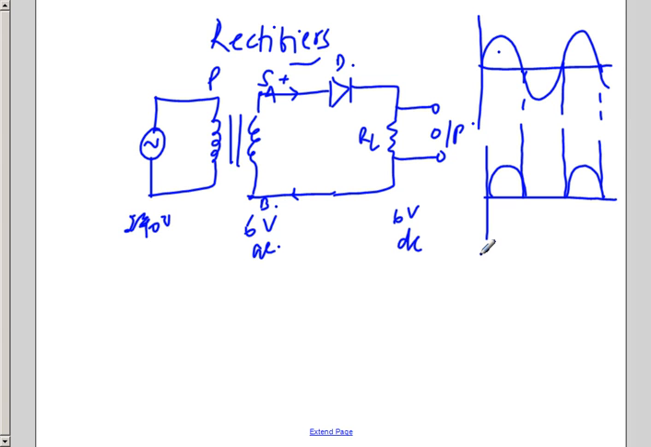But what happens for the first negative half cycle? This is the first positive half cycle, first negative half cycle, second positive half cycle, second negative half cycle. So for the first negative half cycle, this will become minus and this will become plus. The point A will become minus and this point B will become plus.